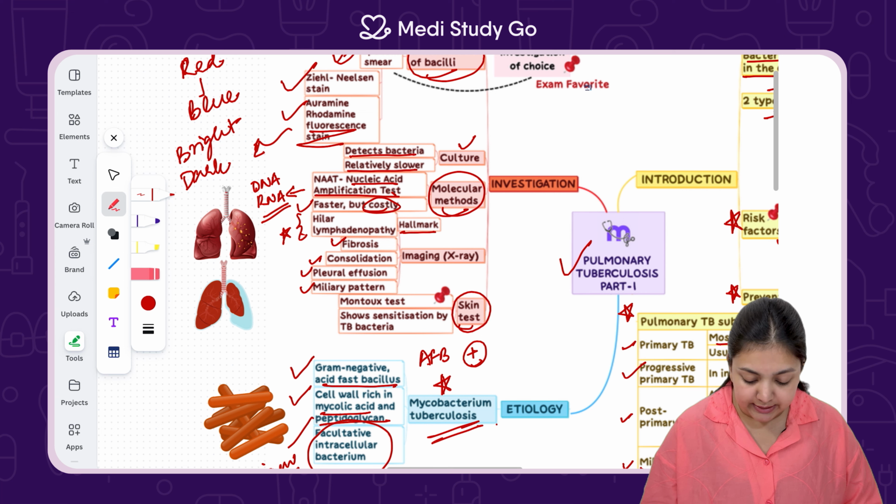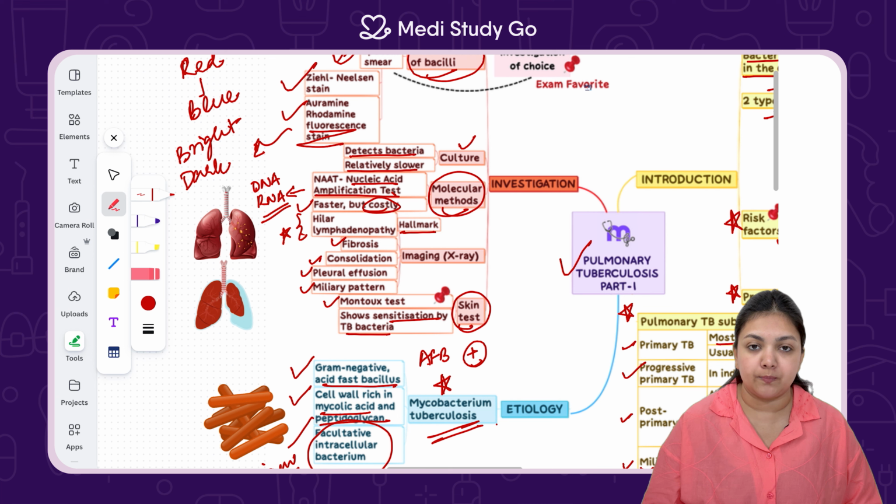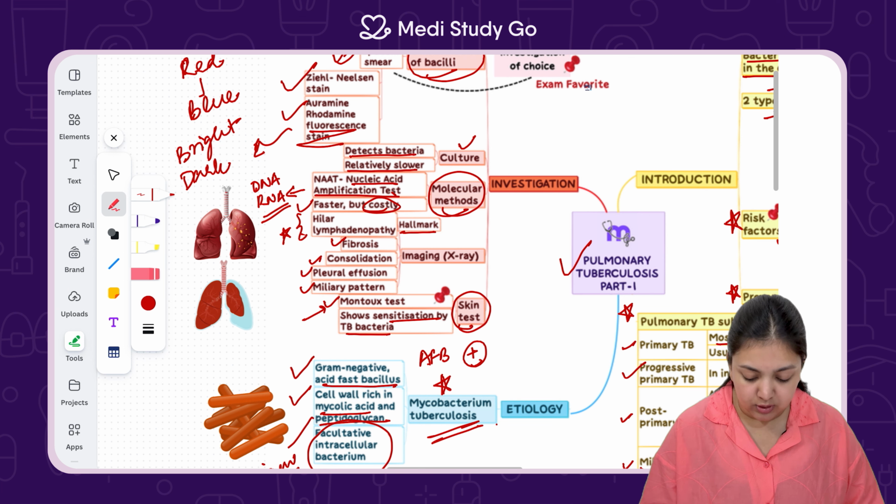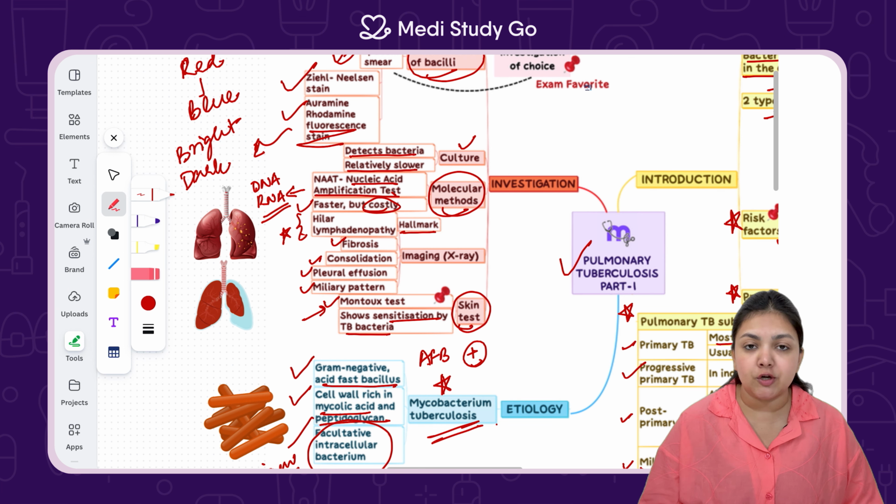Lastly, we can do a skin test, which is the Mantoux Test, which shows the sensitization by TB bacteria. When this skin test is carried out, a certain agent is used and if it shows a reaction against it, that means the skin has been exposed to tuberculosis bacilli. This is how we can confirm the diagnosis for pulmonary tuberculosis.